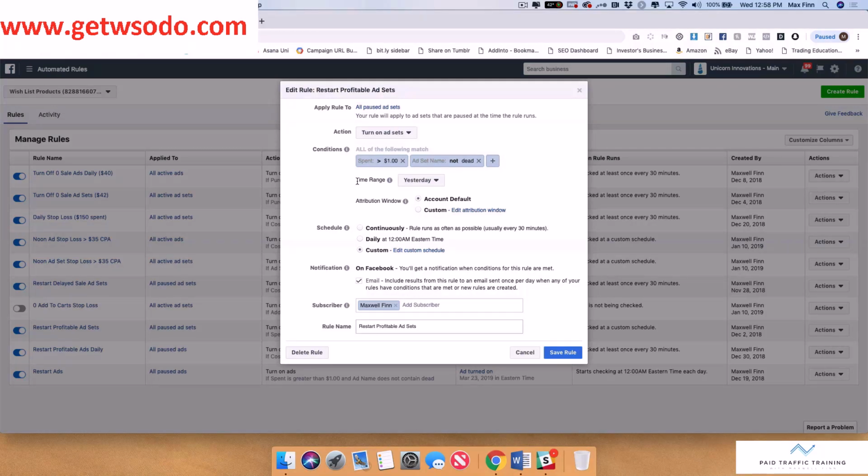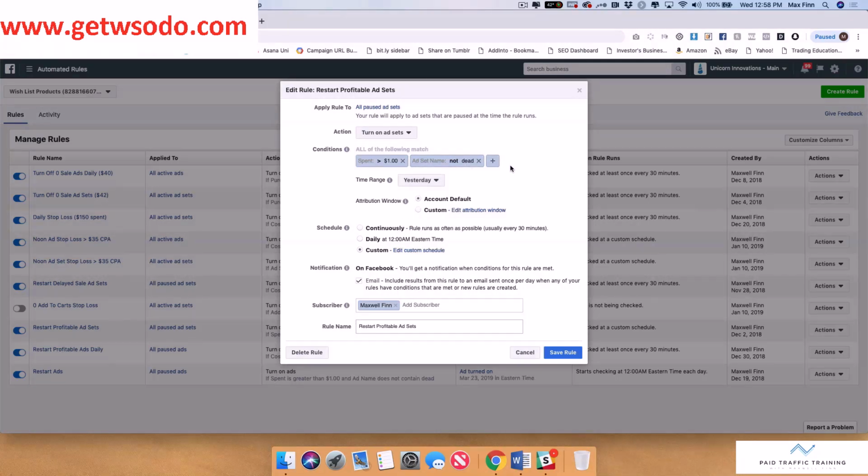So we want to give all the ad sets and ads a few days to really figure out what's working best before we permanently kill things. So we're going to have a rule on here that applies to all paused ad sets. It's going to turn on those ad sets if the spend was greater than $1 yesterday and the ad set name does not contain the word dead.